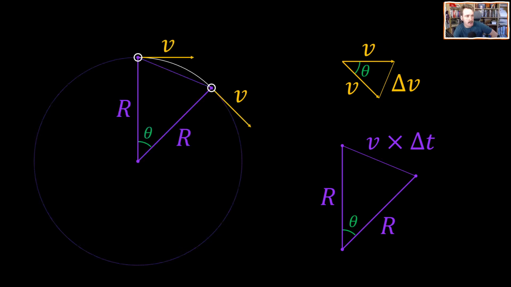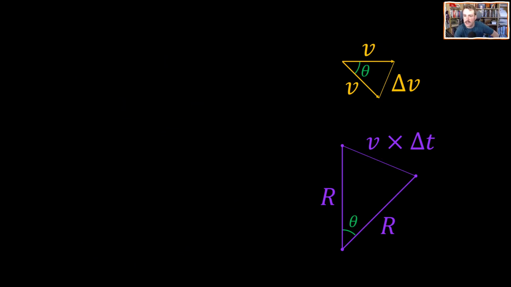What this allows us to do, let's get rid of our little diagram now, is to use these two similar triangles. The thing we want is acceleration, remember. And what is acceleration? Acceleration is a change in velocity divided by a change in time. The acceleration is the derivative of velocity with respect to time.